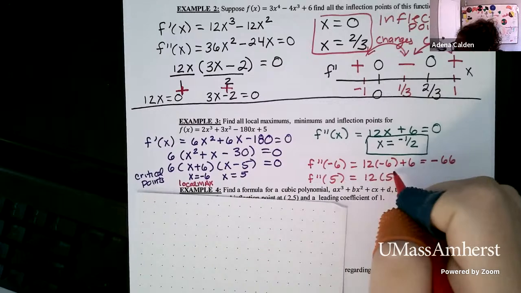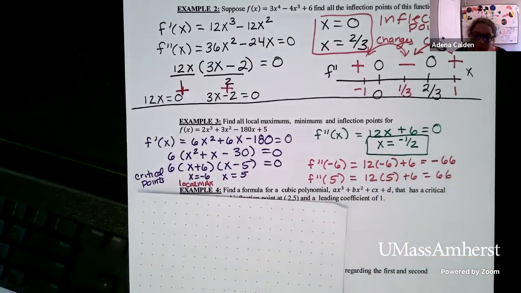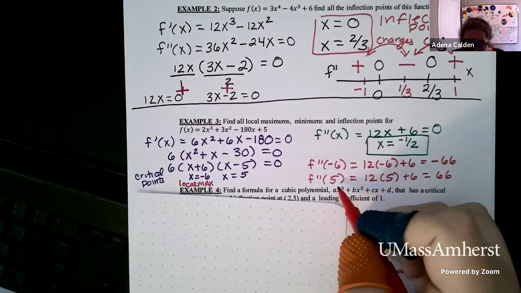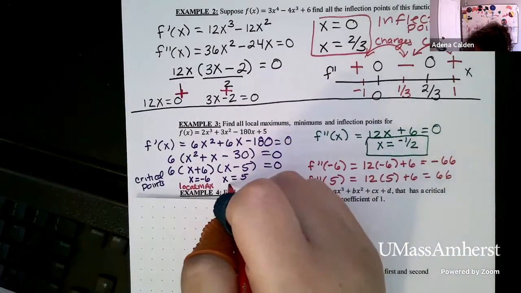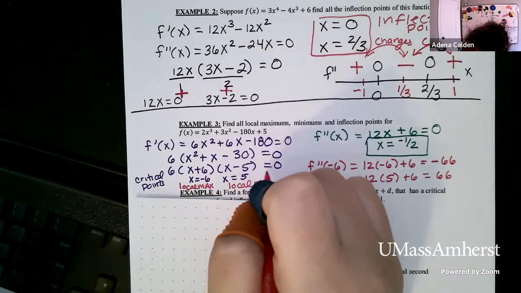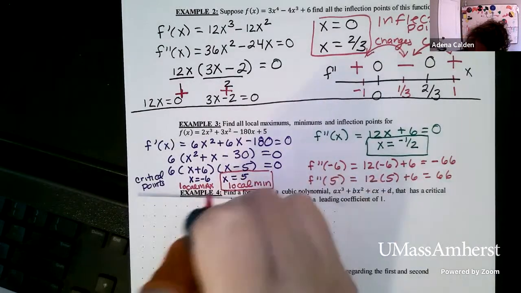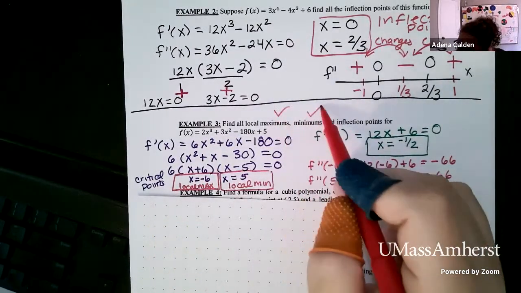I also want to test my other critical point. So I have 12 times 5 plus 6 equals +66. So if your second derivative is positive at the critical point, it tells you that the original function is concave up, and it makes that critical point a local minimum. So now I know what my critical points are, right? So I've done this part.